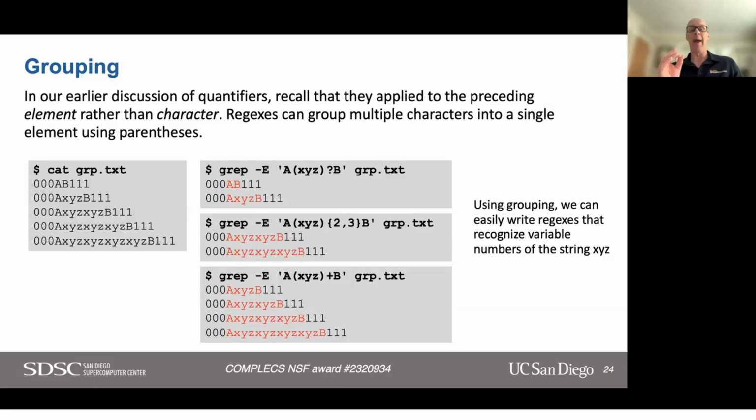So if we wanted to look for matches of, say, one or more of the string XYZ, it would be a little difficult to do if we couldn't do grouping. So in the first example, we do a grep -e and then single quotes A, and then in parentheses XYZ question mark B. This means we're going to look for A followed by 0 or 1 instance of the string XYZ. And then a couple more examples where we look for exactly 2 or 3, or for 1 or more of the string XYZ.